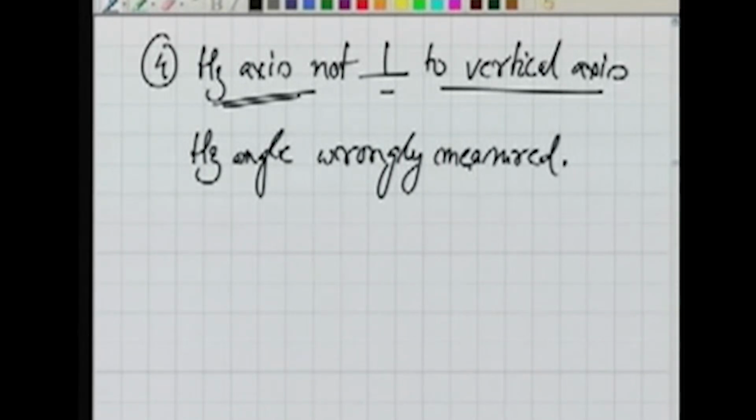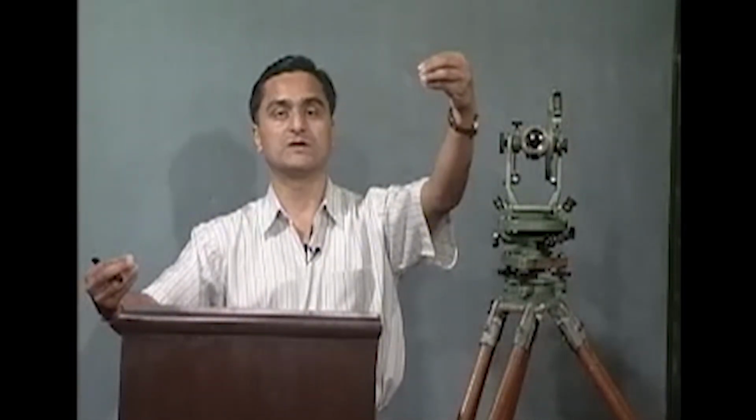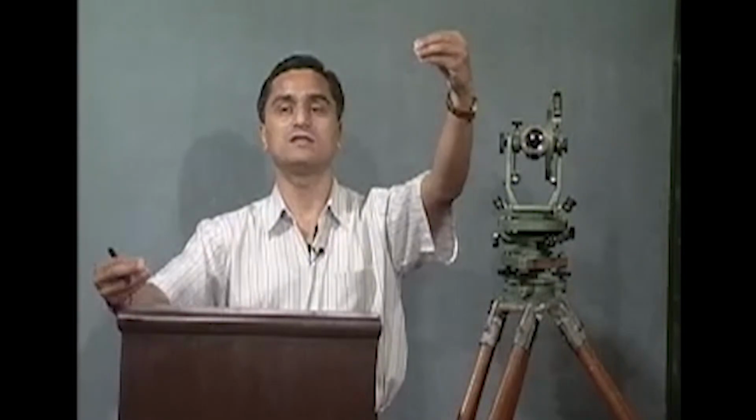Why is the horizontal angle wrongly measured? Well, let us take one example here. There is some object A and another object B, and we are somewhere at O. We want to measure the horizontal angle between A and B. Let us say I am the observer, A is here and B is here in front of me, and here is the theodolite, and the heights of these two objects are different. This is higher and this is lower.